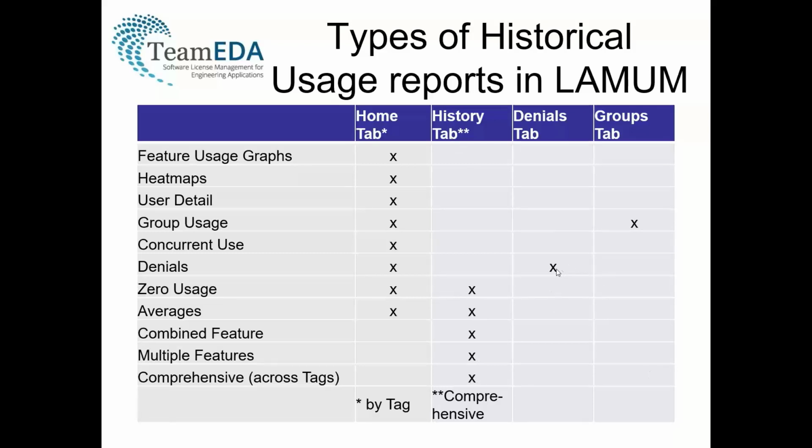There's also reports under the Denials tab. If you are tracking denials, you can see denials by tag or you can see comprehensive denials across all the tags over here. And we'll talk more about the kind of denial reports you can see. Same with groups. There's a groups tab, which allows you to see, in addition to group usage by tag, you can see group usage across all the tags. So that's kind of a summary.